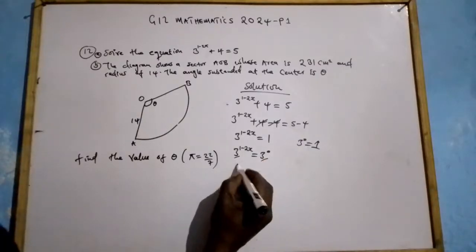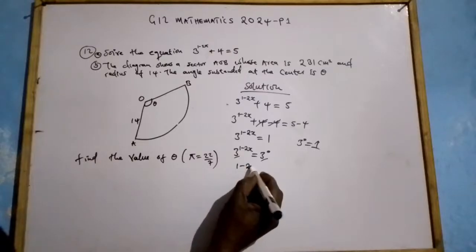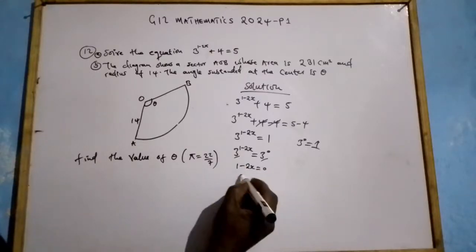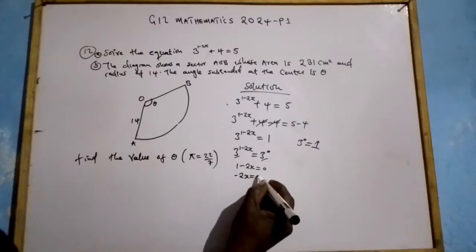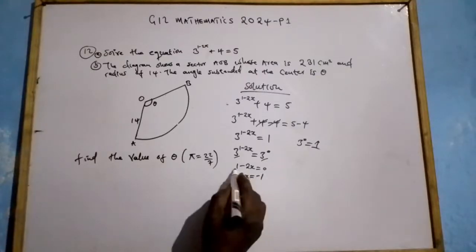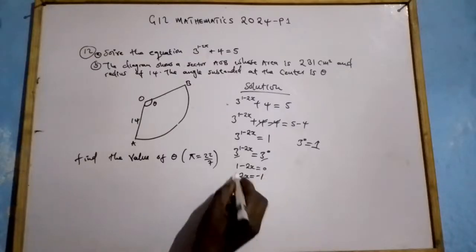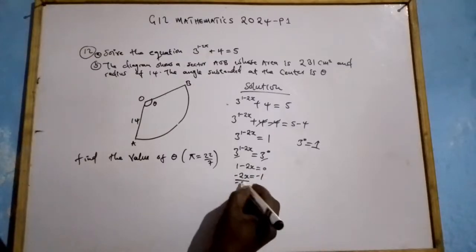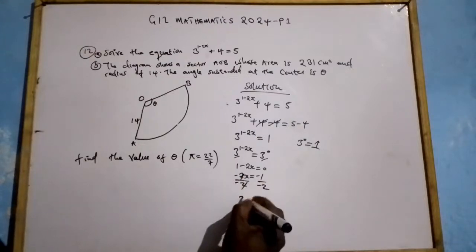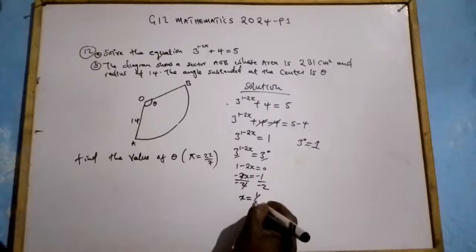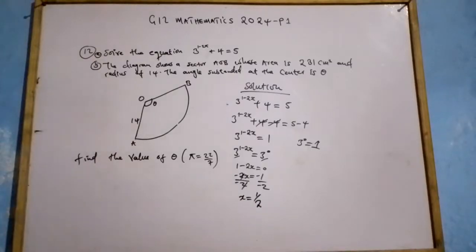So 1 minus 2x equals 0. Then minus 2x equals minus 1, because when the 1 crosses the equal sign, it becomes minus 1. We divide by minus 2, so x equals 1 over 2. So this is our answer for question 1.